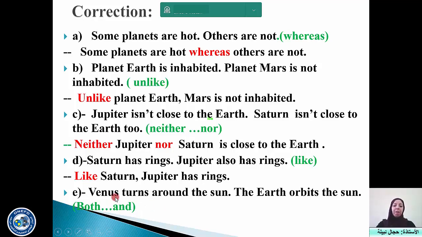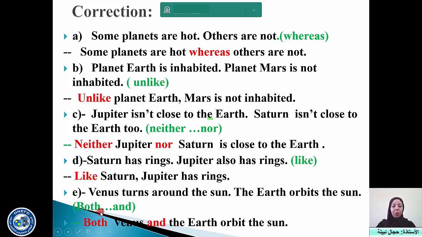The last sentence, Venus turns around the sun, the Earth orbits the sun. Now, is it a similarity or a difference? Of course, it's a similarity. So it seems different because the verbs are different. Turns and orbits are synonyms, okay? So using the connector both and now. So how do we use this connector? Both Venus and the Earth orbit the sun.